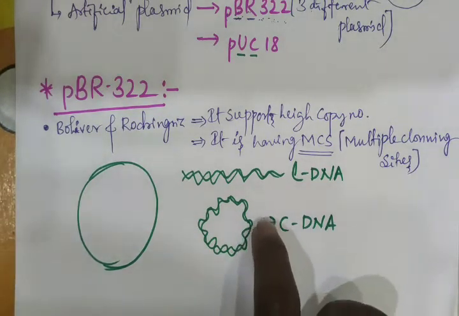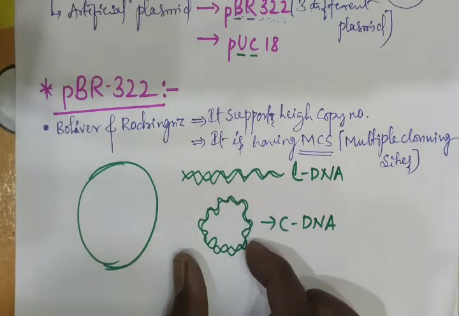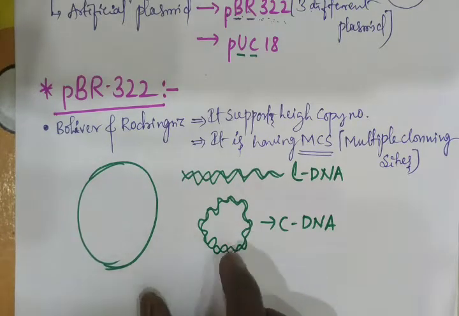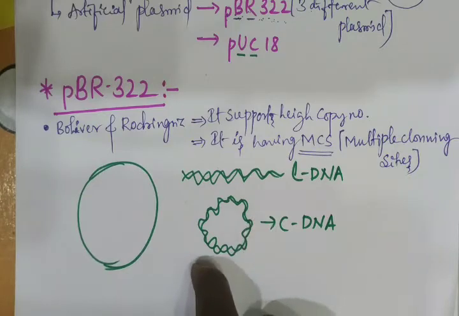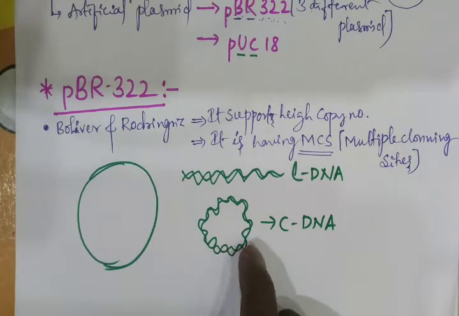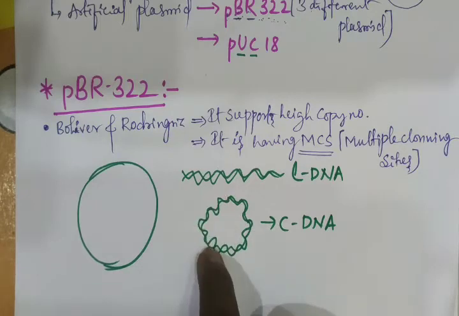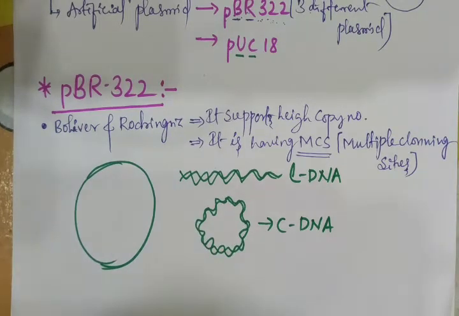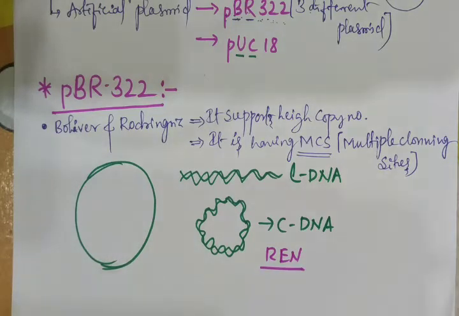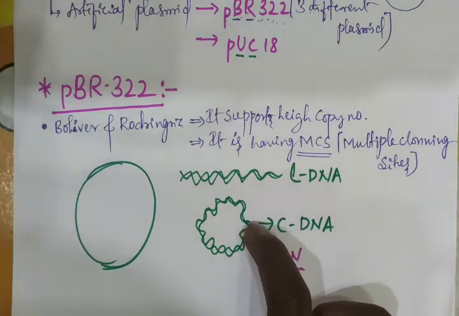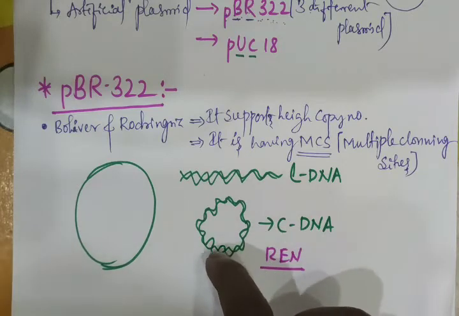Now we know the whole sequence of this DNA. How many base pairs are present and what type of base pairs are present, and the sequence of those base pairs we know. Then we can cut the plasmid at any place by using REN. By using what? REN, restriction endonuclease enzyme. The restriction endonuclease enzyme is going to cut plasmid at our desired location.